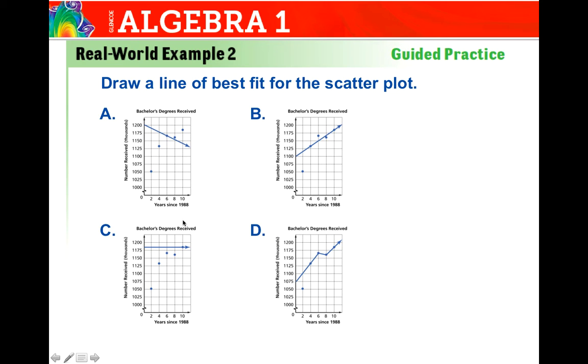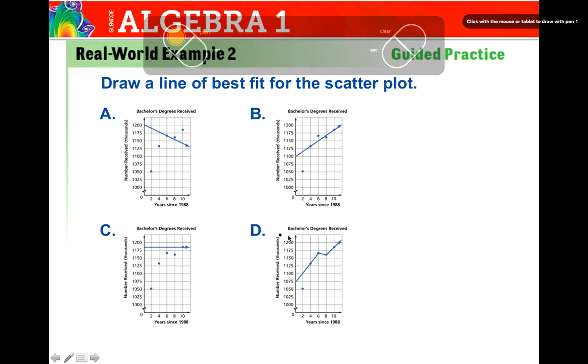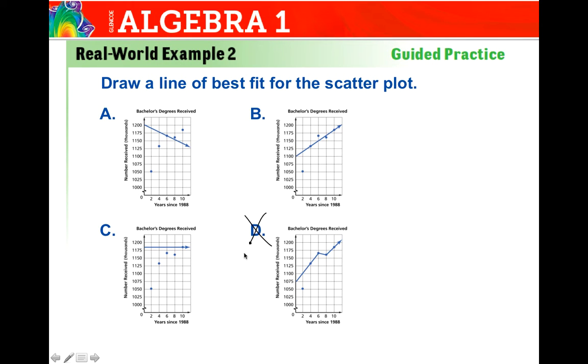When we're looking at it, we want to make sure that it is indeed linear. So I can get rid of D because we're not going to play connect the dots as we go. We want one continuous line. These three do have a continuous line. I'm going to get rid of C here because that is showing zero change over time.